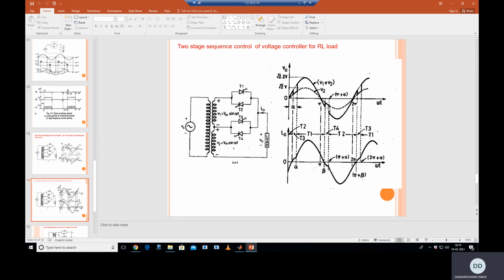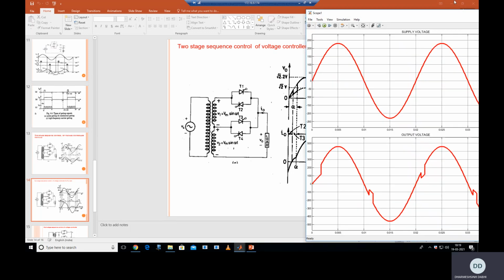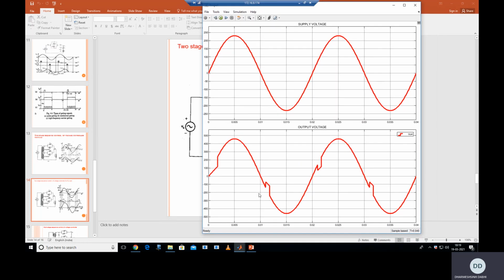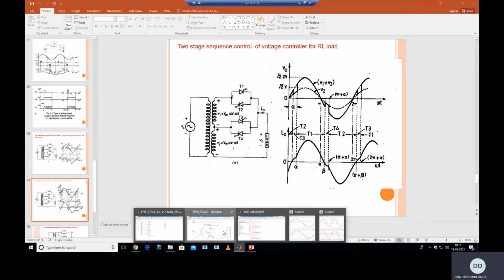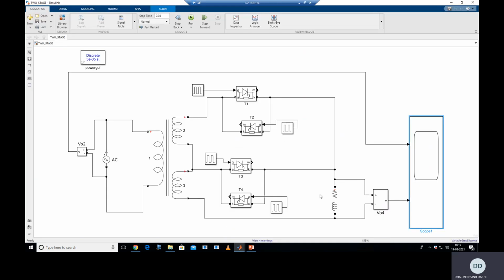And at pi plus alpha, when you fire this T2, that follows this 2 Vm sin omega t. And that will continue conducting up to the next cycle at 2 pi plus phi. So we can also see this in the simulation. Same waveform we get by the simulation also. Yes, we just change the value of load, the other circuit is as it is for the RL load condition. So this is all about the two-stage AC voltage controller for R load and RL load.